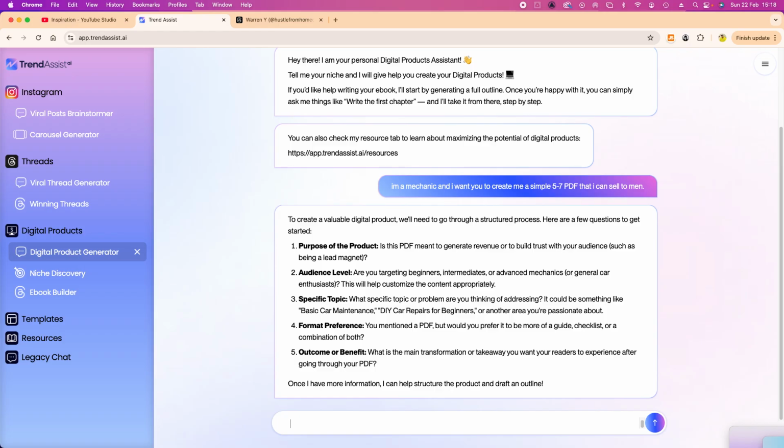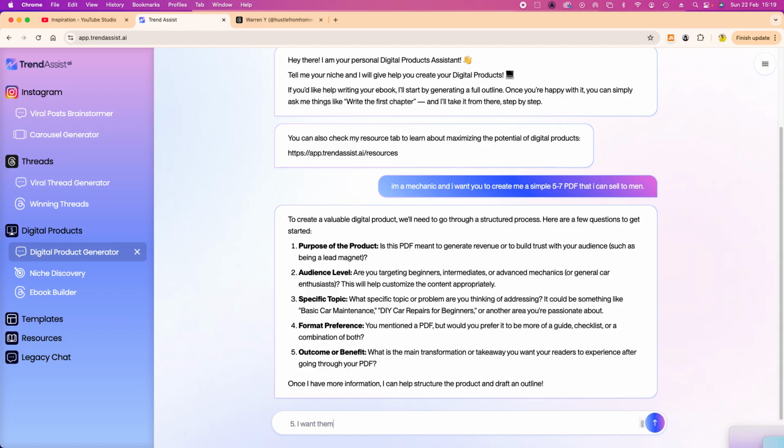Now, we want a guide because people will pay a little bit more for a guide, right? A checklist would be if you were creating a lead magnet, which we won't get into. So let's say a guide, okay? Perfect guide. Number 5, outcome or benefit. What is the main transition or takeaway you want your readers to experience after going through the PDF?